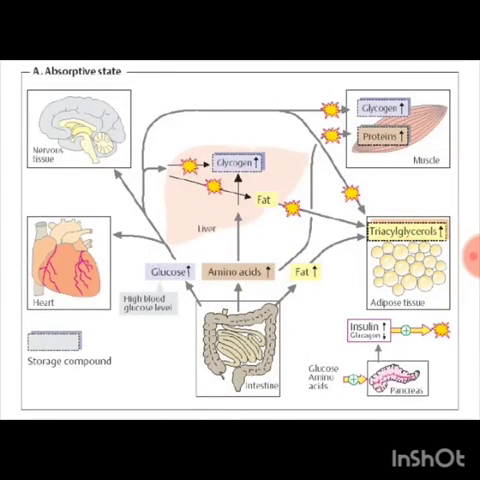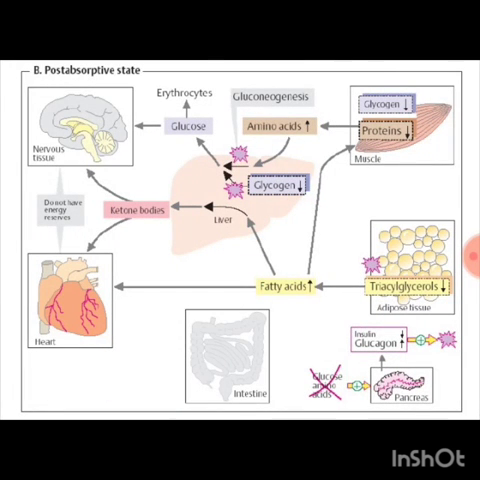As we can see, in the absorptive stage the glucose, amino acids and fat coming from the intestine go to several parts of our body like the heart, nervous tissue and adipose tissue, and are stored there. This is the absorptive stage, and the post-absorptive stage we can also see here.